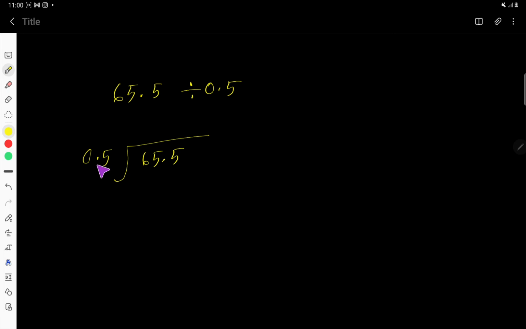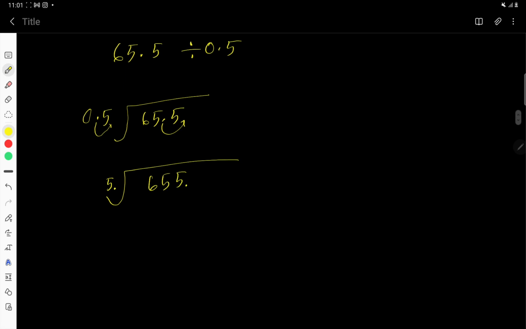So if you move one digit to the right, then what will happen? You will get this 5, right? So since you are moving one digit to the right in the divisor, you have to apply the same thing to the dividend. That is, you have to also move the decimal point one digit to the right. So you are getting this number.